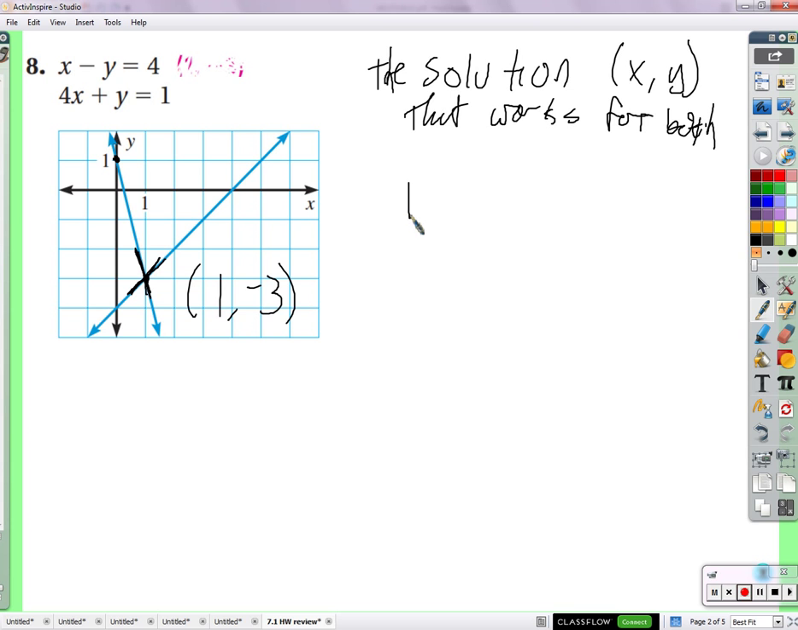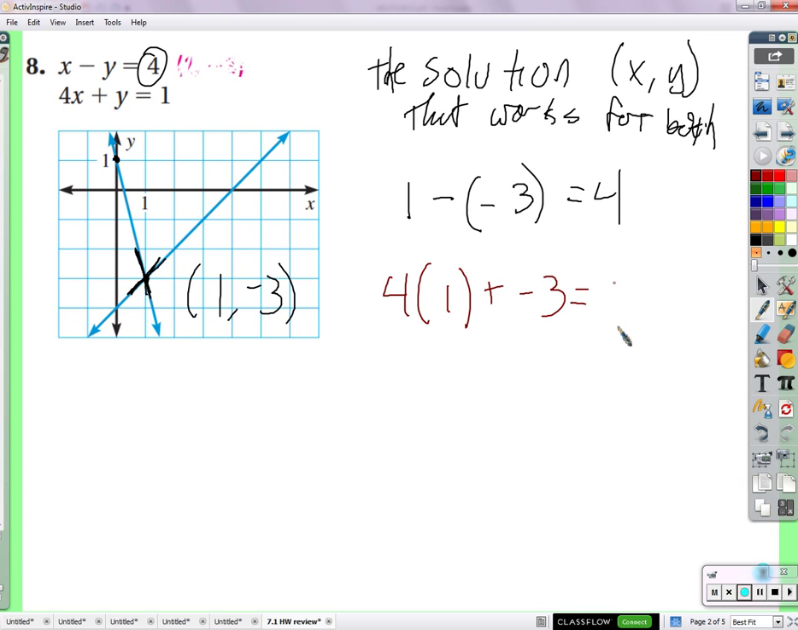So x is 1, y is negative 3, right? So it's 1 minus negative 3. 1 plus 3 is 4, just like it should be. Try it for the second equation. Grab a color. 4 times 1 for x, plus negative 3 for y: 4 minus 3 is 1, just like it should be.